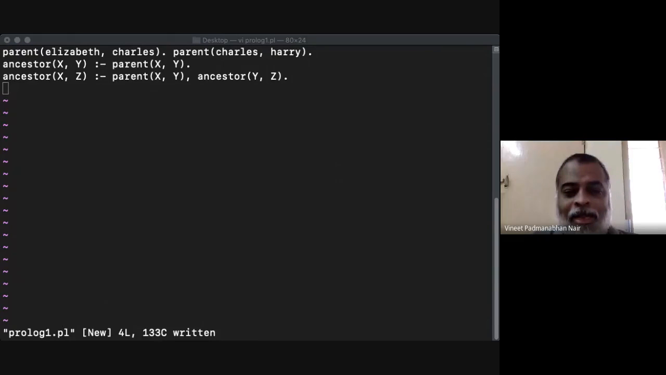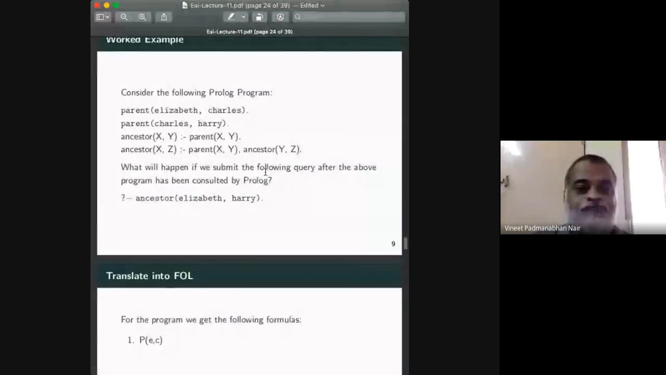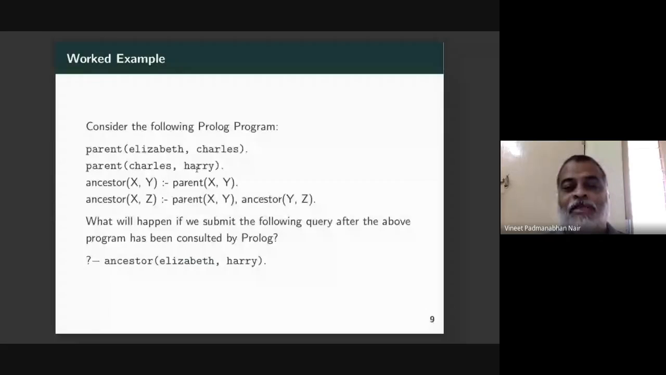Again, we will shift back to our previous presentation and see the proof, and then come back to this. So this is the program I copied. And somebody told me that this query holds true. Let us see whether that is the case or not. Very simple example for you to understand. So is Elizabeth the ancestor of Harry?